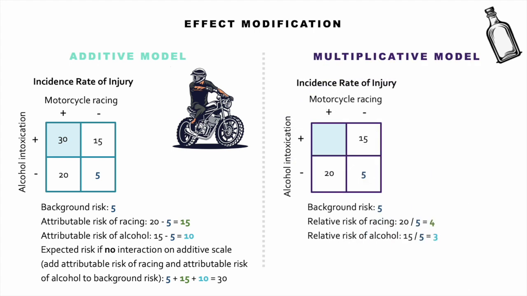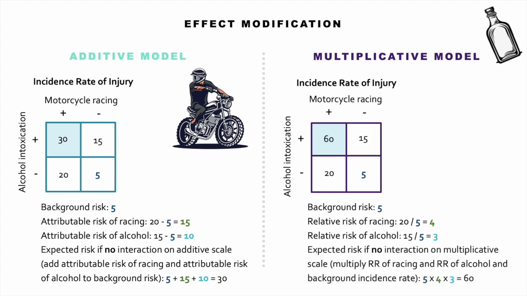To calculate the expected effect modification on the multiplicative scale, we divide the rate of 20 contributed from motorcycle racing by the background risk of 5 to get 4, and we divide the risk of 15 by the background risk of 5 to get 3. Then we multiply the relative risk of motorcycle racing and the relative risk of alcohol intoxication and the background incidence rate, 5 by 4 by 3, to get 60, which is the expected risk if no interaction is occurring on the multiplicative scale.